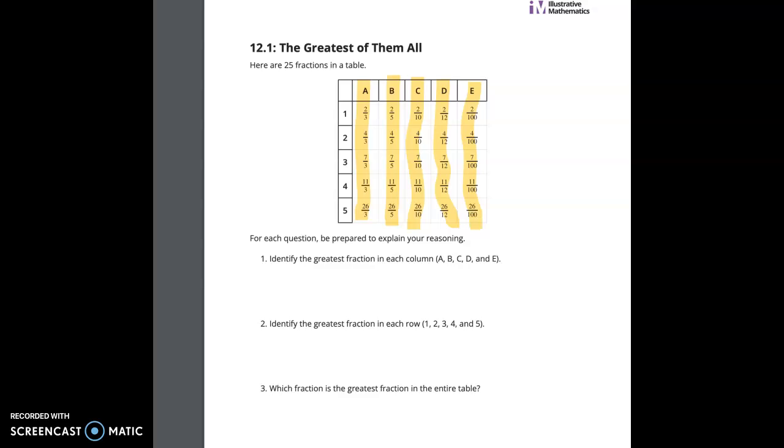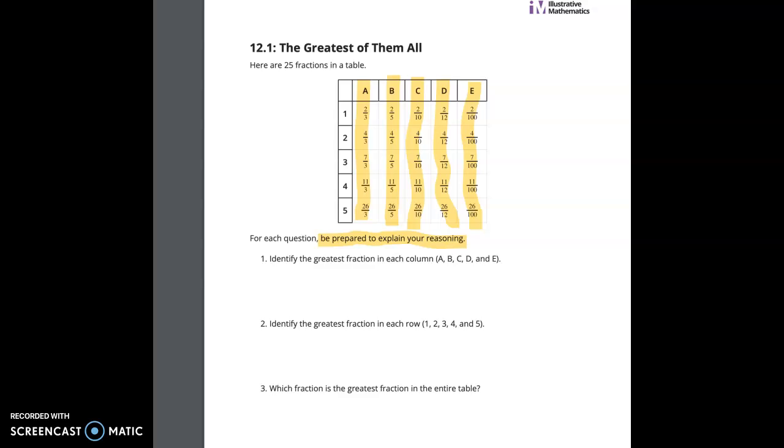So, which one would be the greatest fraction? Well, I'm looking at column A, and I'm noticing that all of my denominators are thirds. So there's something going for us. Which one's the highest one? Which one's the greatest number? If you said 26 thirds, you are correct. We know that we're right because remember, we have to be prepared to explain our reasoning. We know that 26 is greater than 11, 7, 4, and 2. Because they have all the same denominators, we can look at the numerator and just know.